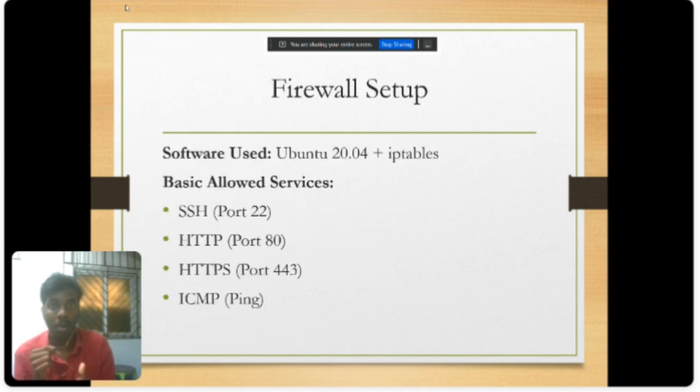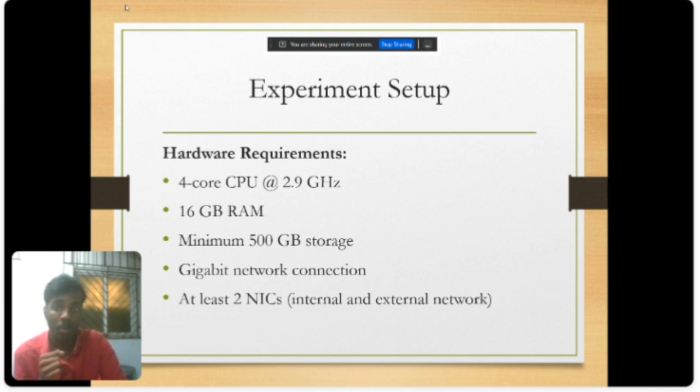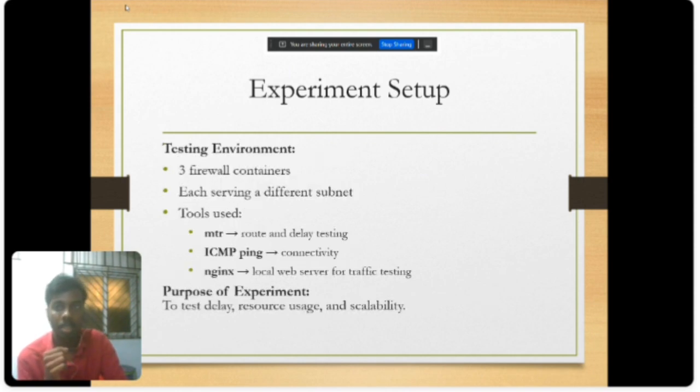The software used for this project is Ubuntu 20.04 plus iptables. Basic allowed services: SSH port 22, HTTP port 80, HTTPS port 443, ICMP. Experiment setup, hardware requirements: a core CPU at 2.9 GHz, 16 GB RAM, and a minimum of 500 GB storage, and a gigabit network connection with at least two NICs, for internal and external networks.